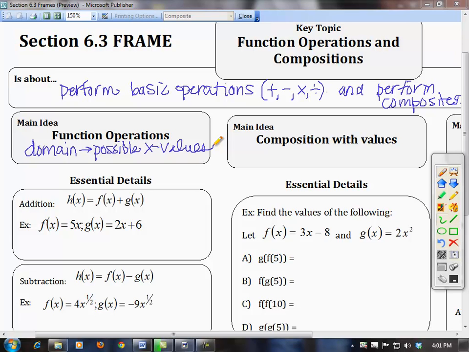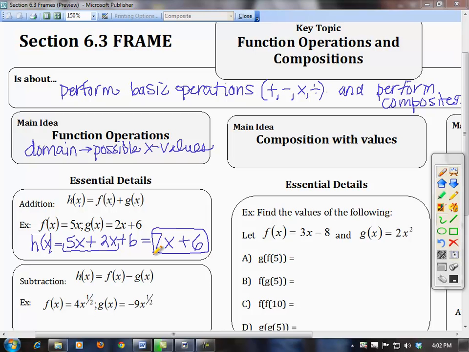In the first box, we're going to ask you to add them together. We give you a function where we say that in order to find h of x, you take f and you add it to g. So I'm going to find this h of x by taking whatever f of x was, which was 5x, and I'm going to add it to whatever g was, which is 2x plus 6. Now, as I look at this, I can combine some like terms. So 5x plus 2x is 7x, and then I have this plus 6 at the end. So here's my answer for h of x.